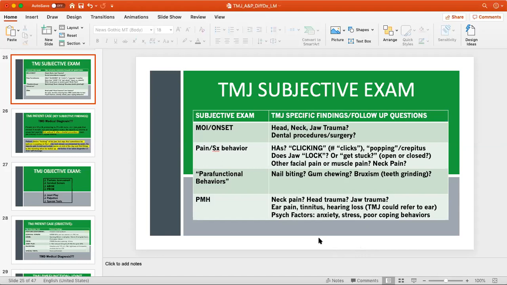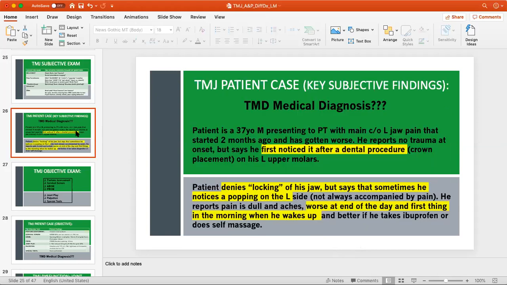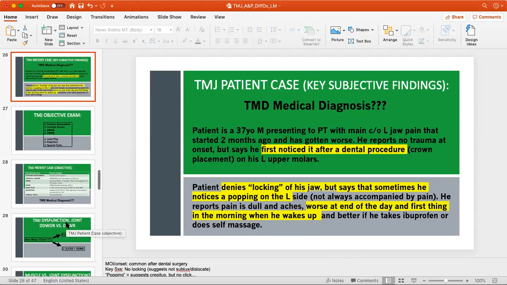Anxiety, stress, poor coping behaviors have been shown to be related to TMD, and probably due to this contribution to some sort of teeth grinding and or increased hypertonicity of muscles around the jaw. So hyperactive masseter, temporalis, muscle stress, muscle tension, kind of like we see in neck pain, can also be manifest in TMJ. All right, let's talk a little bit about our case before we get into objective findings.